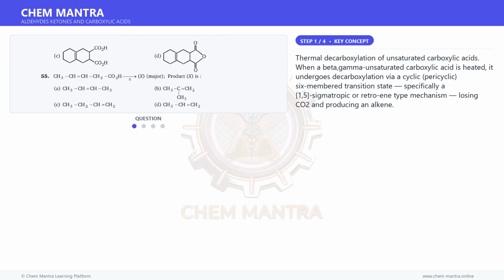Thermal decarboxylation of unsaturated carboxylic acids. When a beta-gamma unsaturated carboxylic acid is heated, it undergoes decarboxylation via a cyclic, pericyclic, 6-membered transition state, specifically a 1,5 sigmatropic or retro-ene type mechanism, losing CO2 and producing an alkene.